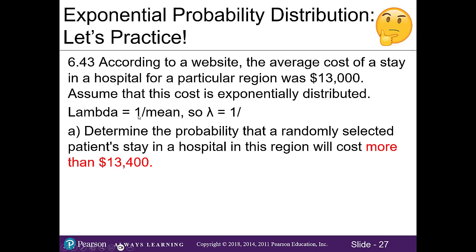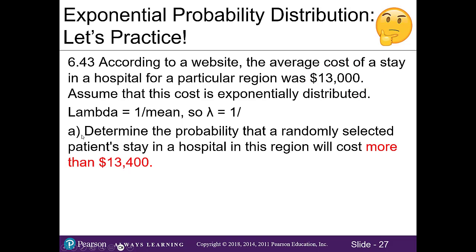So all that you're going to do is take 1 divided by the mean. So you have to look at the story. Where is our mean? It's right here. Because in the story, while it doesn't use the word mean, it did say the average cost. So average is the same as mean. And so for our lambda, there's my upside down Y, I'm going to take 1 divided by 13,000. That's it. That's my lambda.